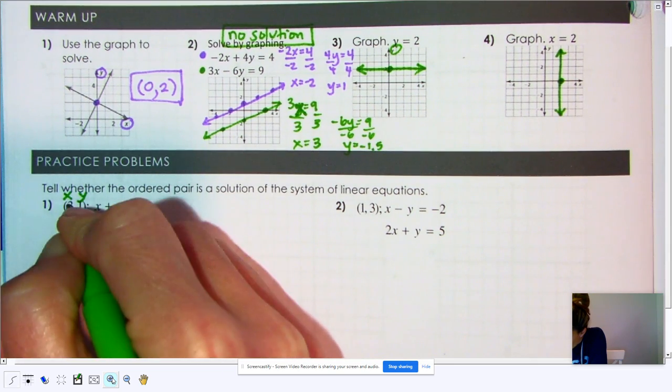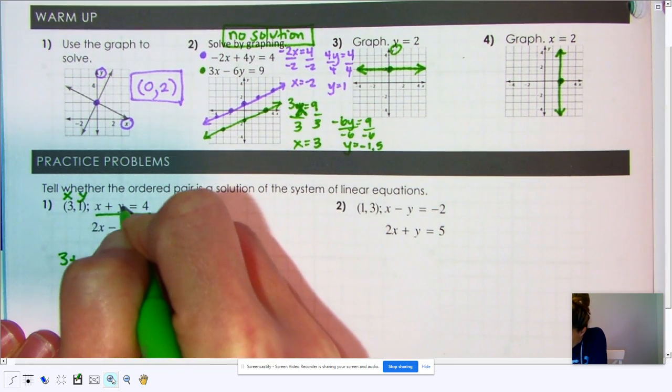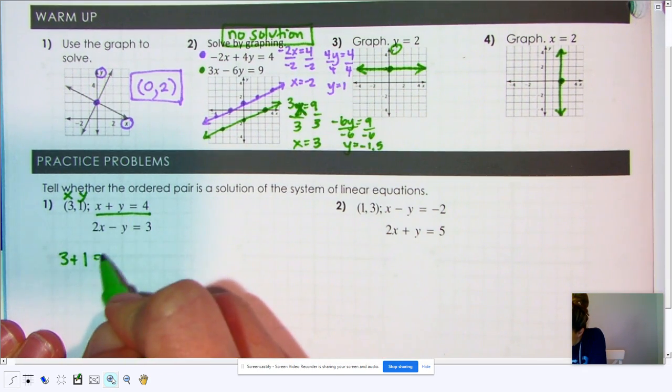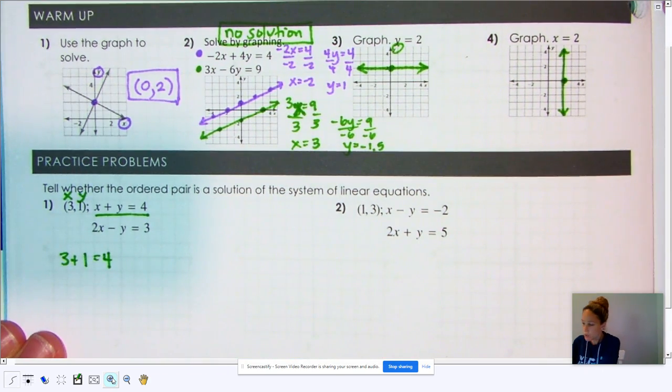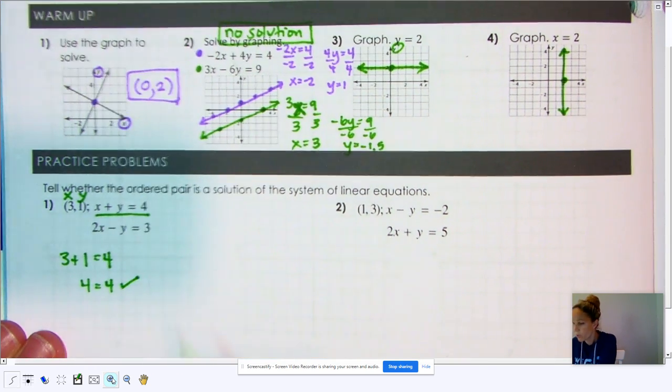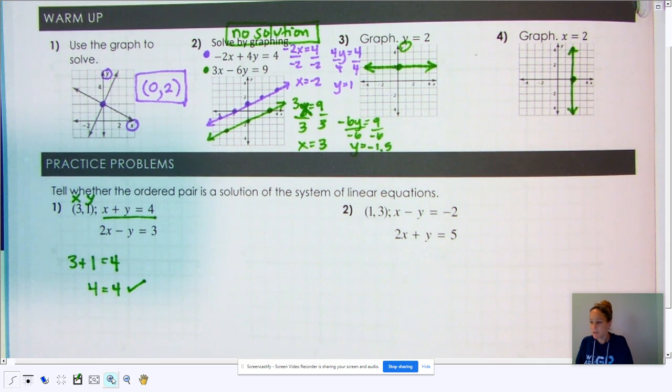Instead of writing x, I'm going to write 3. And instead of writing y, I'm going to write 1. And then I'm going to put equals 4. And I want to see if that's true. So I'm going to go 3 plus 1. Well, that's 4. 4 is equal to 4. That's true. So it worked in the first equation.